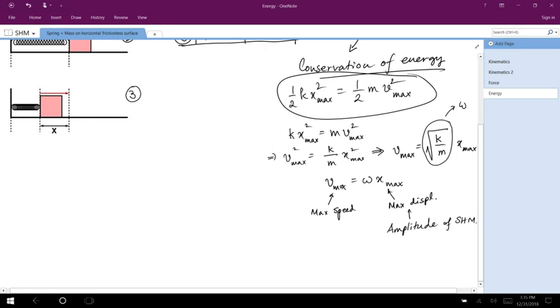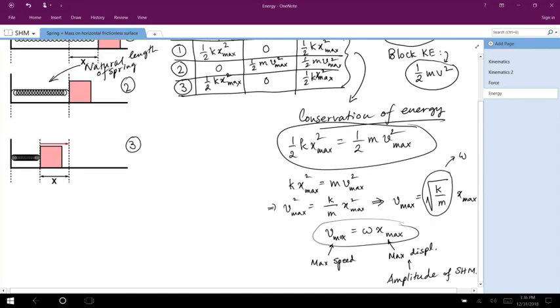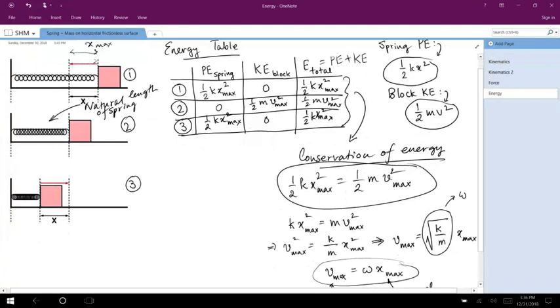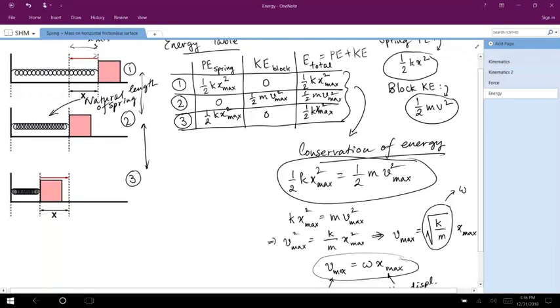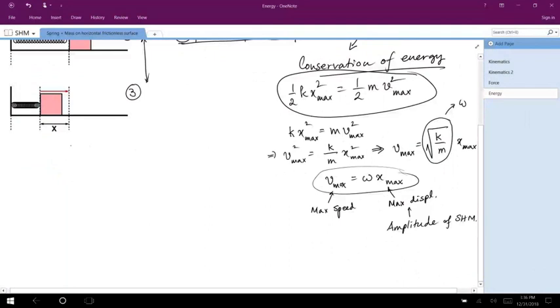Alright. So we have now checked conservation of energy and found some relationships between velocity and displacement for the scenarios 1, 2, and 3. But what happens in between 1 and 2 and in between 2 and 3? Well, conservation of energy should still apply. So let's see if that is the case. So we're going to pick some arbitrary time t, and check conservation of energy.